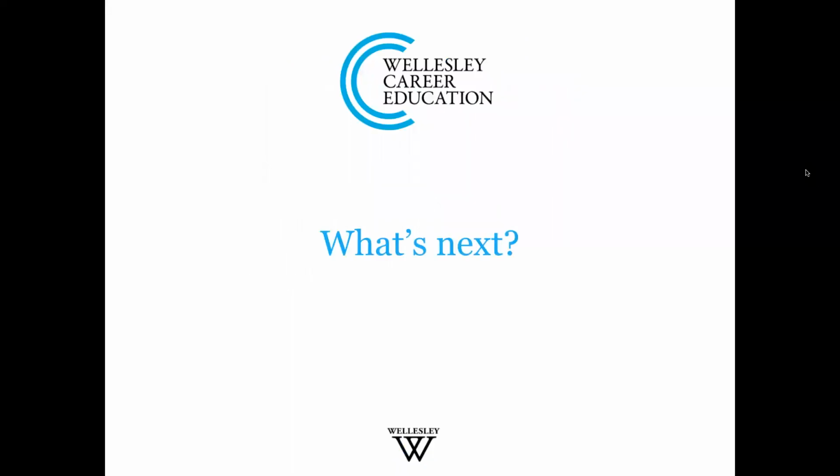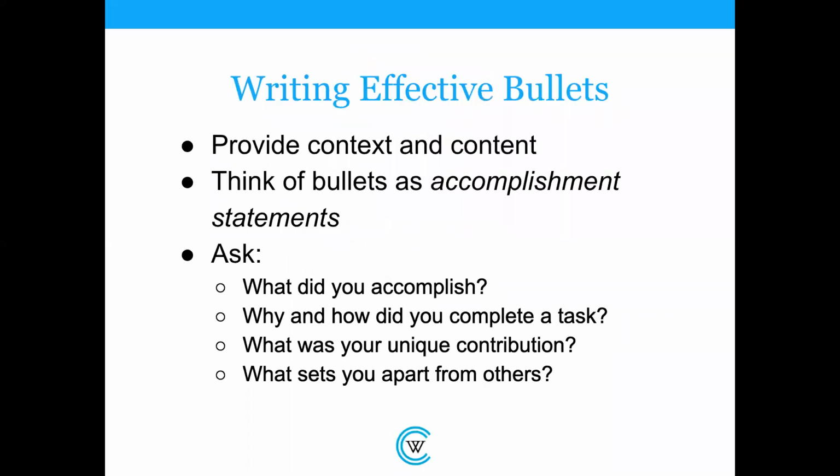So what do you do next? Next is really thinking about writing effective resume bullets, because this is what really gives your future employer the context and the content about the skills and your experiences. You want to think of bullet points as accomplishment statements rather than responsibility statements. So asking yourself questions like, what did you accomplish? Why and how did you complete a task? What was your unique contribution and what sets you apart from others?